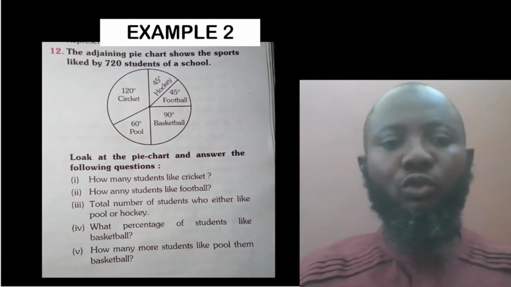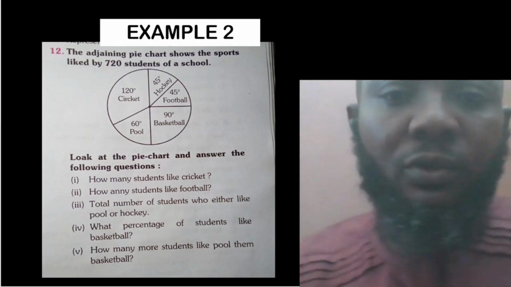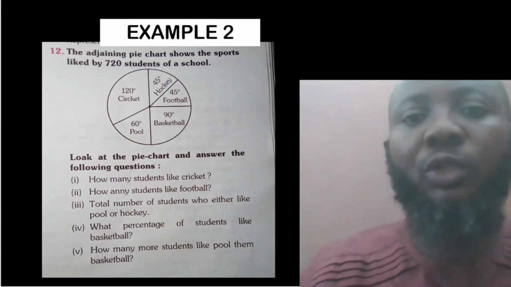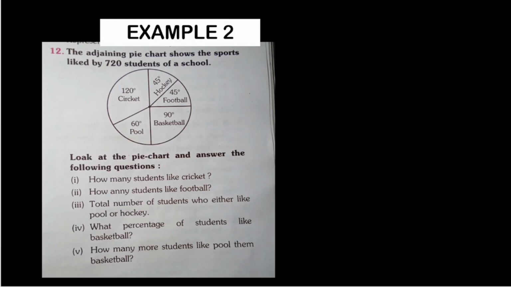Now the question asks us, how many students like cricket? So the first thing we're going to do, let me remove the picture so that we can use this page to solve the problem. Since the total number of students in the school is 720, and for cricket, we look at the cricket sector, it is 120 degrees.